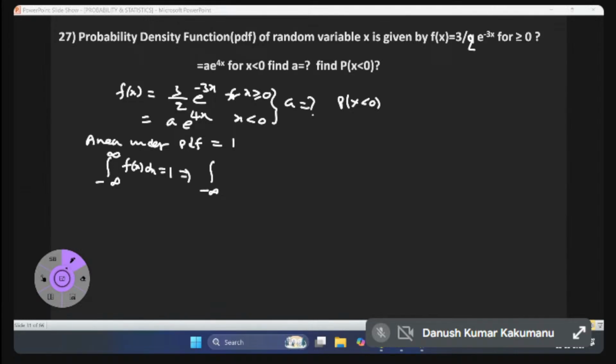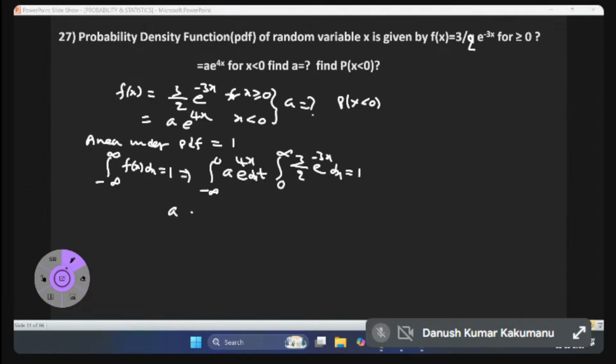For x less than 0, the limits are minus infinity to 0, with a e power 4x. For 0 to infinity, the integrand is 3 by 2 e power minus 3x dx, and the total is equal to 1. We are splitting the limits: minus infinity to 0, and 0 to infinity. A is a constant, bring it outside.